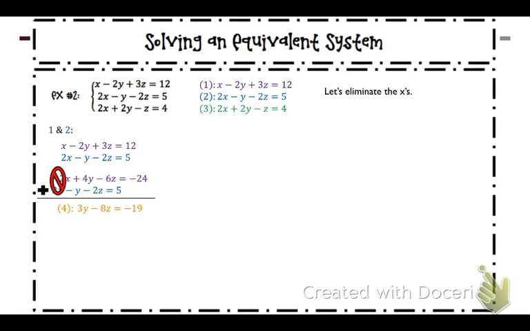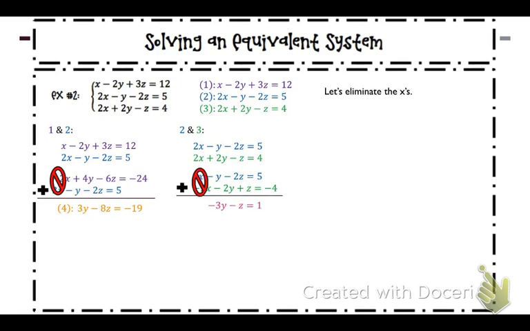Okay? Now let's look at equations 2 and 3, because I've used 1 and 2, so I have to use 3, and I'm just going to use 3 with 2. And I'm going to multiply that bottom equation by negative 1, so that becomes a negative 2x. So that becomes negative 2x minus 2y plus z equals negative 4. Add those together. The 2x's cancel. I get negative 3y minus z equals 1. And I'm going to call that equation 5.